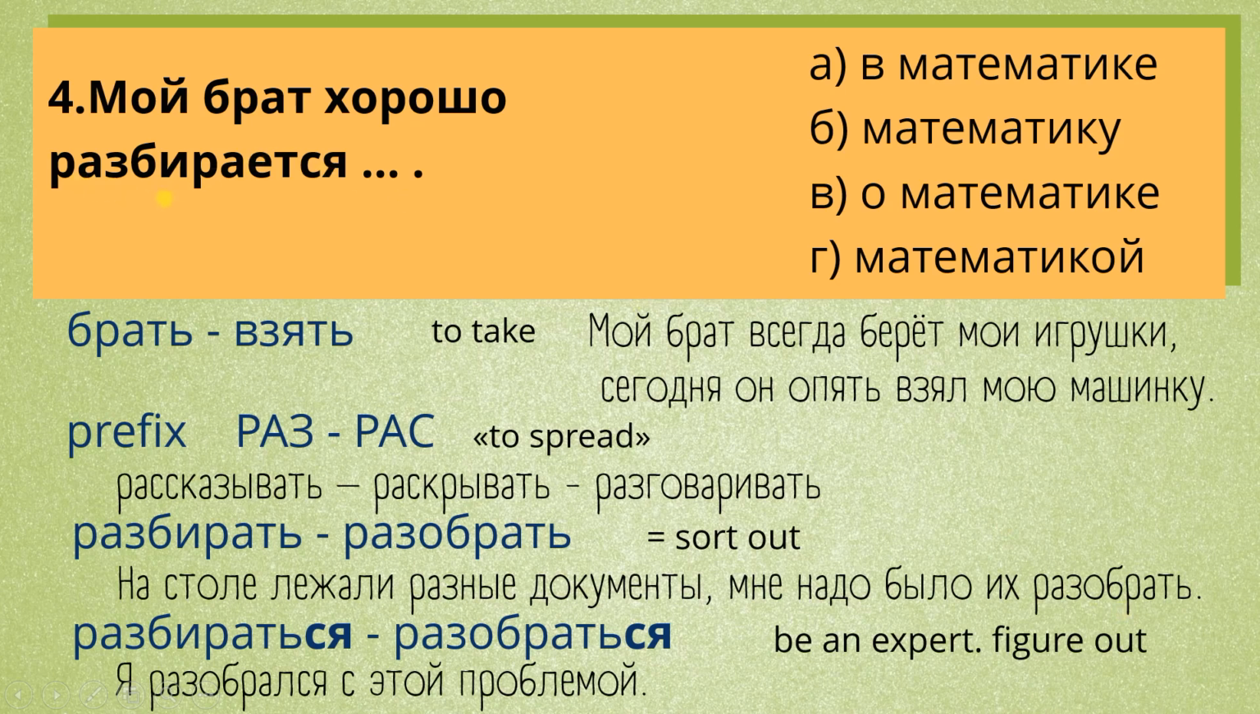But here we have разбирается, imperfective. And in imperfective aspect, it will mean to figure out the issue in the field, to be an expert in the field. So if I want to choose from those four options, the right one would be в математике, in the field of math. Мой брат хорошо разбирается в математике. Think about in what you an expert. В чем вы разбираетесь?